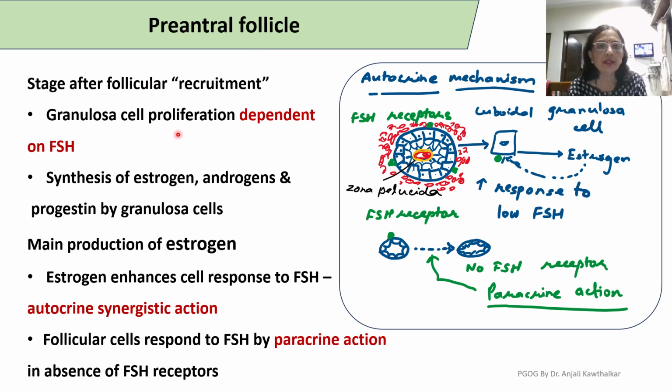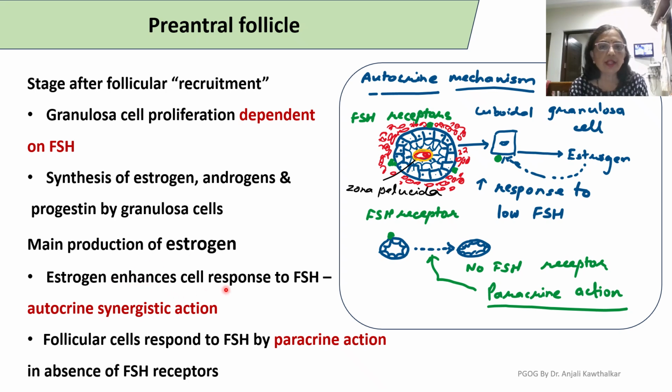Here there is granulosa cell proliferation. Now it is dependent on FSH. So the endocrine system is now coming into action: for the development of the pre-antral follicle, follicle stimulating hormone necessarily has to be secreted by the pituitary. There is a synthesis of estrogen, androgen as well as progestin by the granulosa cell, but mainly the hormone being produced at this stage is estrogen. The most important is estradiol, which is secreted by the granulosa cells under the influence of follicle stimulating hormone.